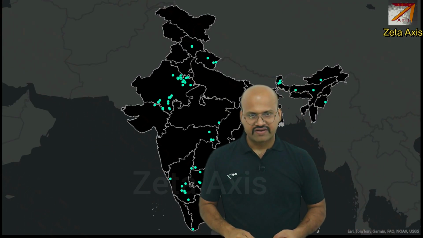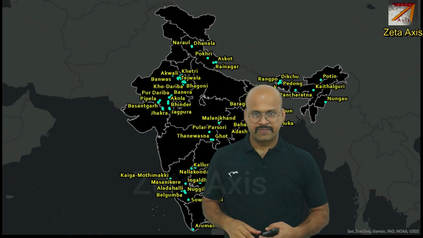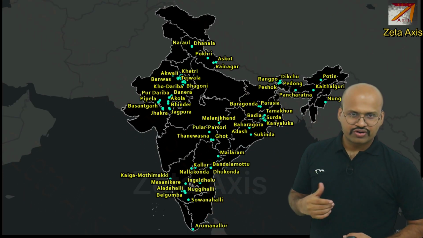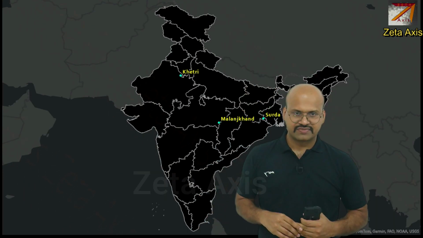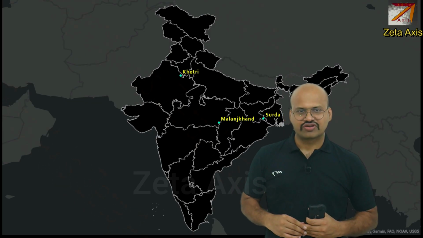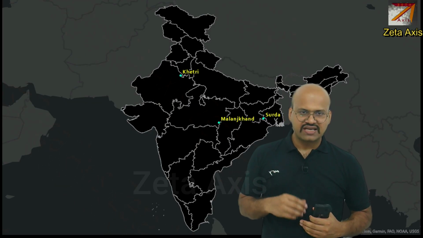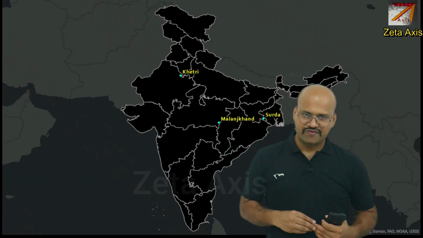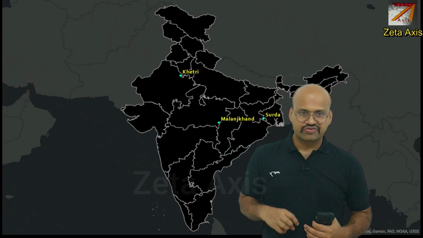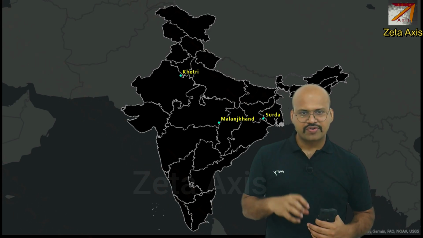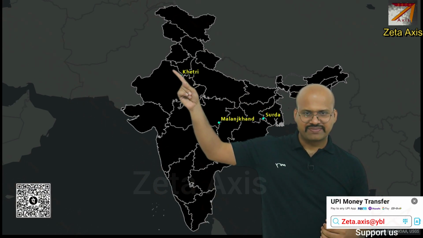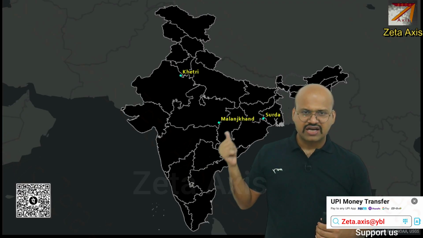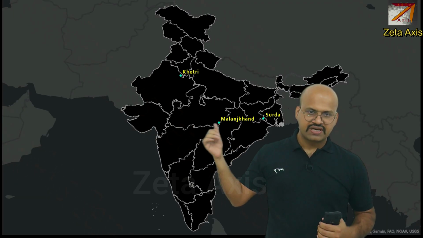All these places have copper reserves, and these are the names of those locations where we find copper reserves. Now there are only 3 mines across India where copper is directly extracted. Remember, there are certain mines where copper is a byproduct, but here we are talking about the mines which are used for copper extraction or copper ore extraction. It is Khetri mines in Rajasthan, Malajkhand in MP, and Surda in Jharkhand.